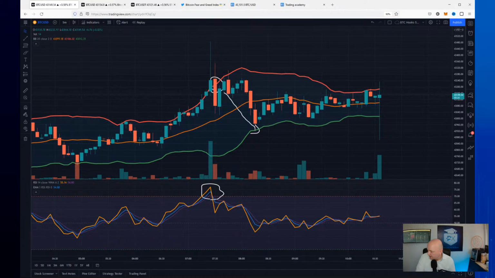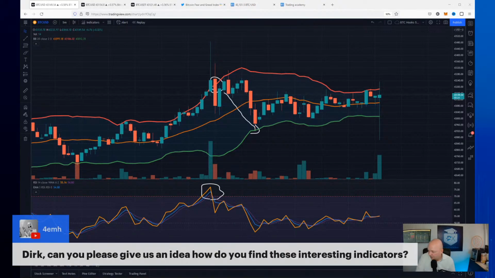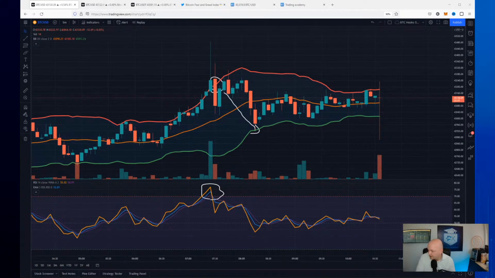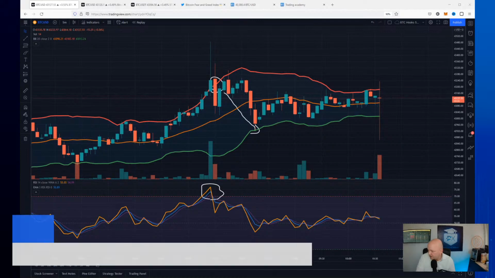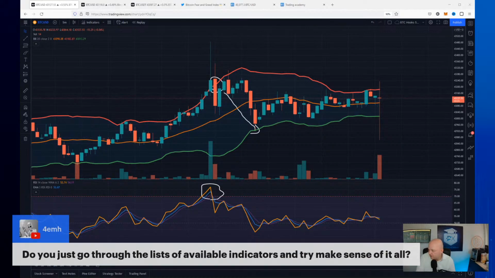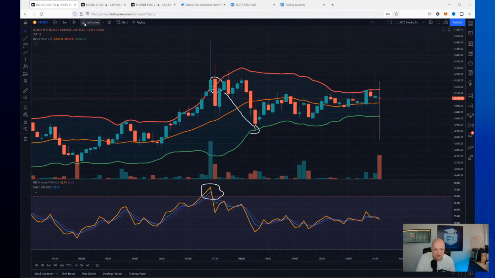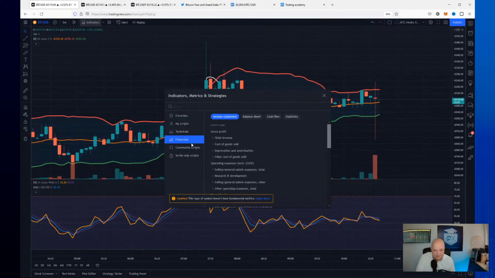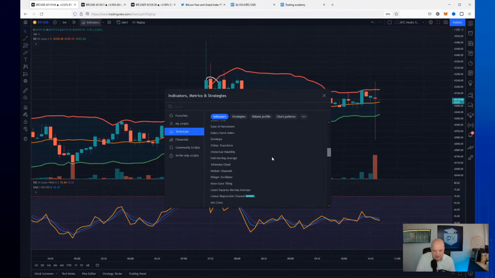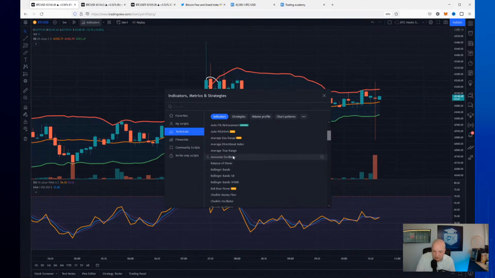Another question here, from 4EMH: Dick, can you please give us an idea how you find these interesting indicators? Honestly speaking, trial and error. As I said, I've been doing this for a long time already, but what you can do is go through the list of available indicators and just give it a try. Especially in TradingView, if we go to technicals here, there are so many indicators that you can use. Then just choose one.